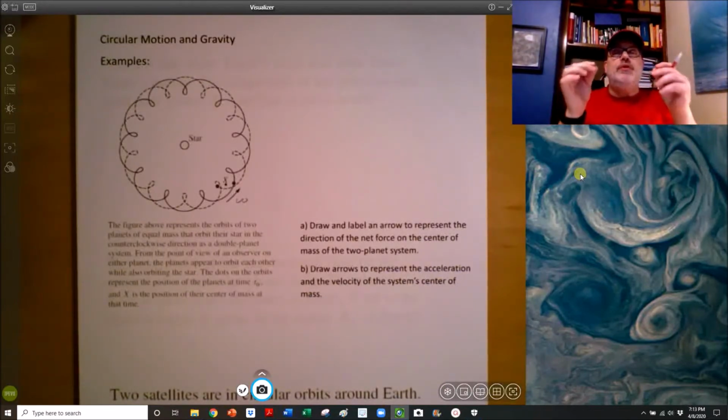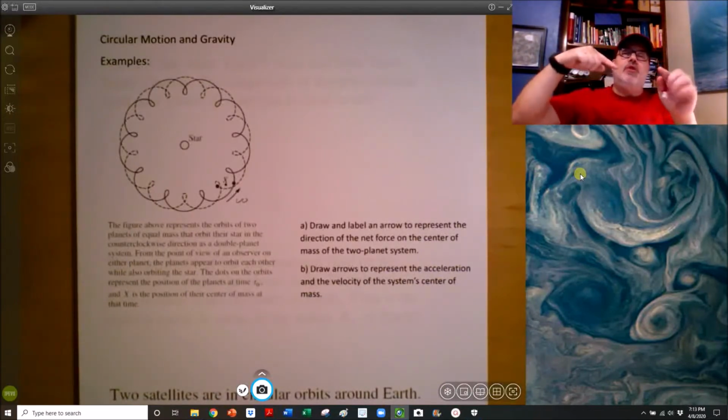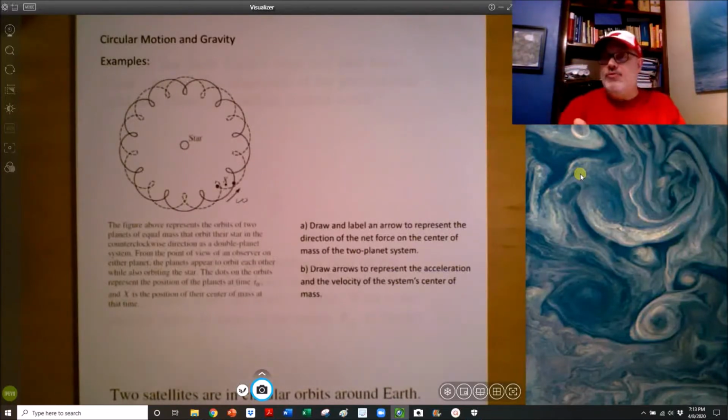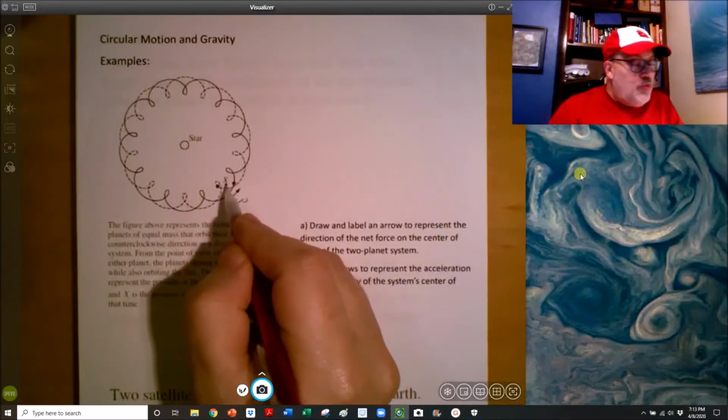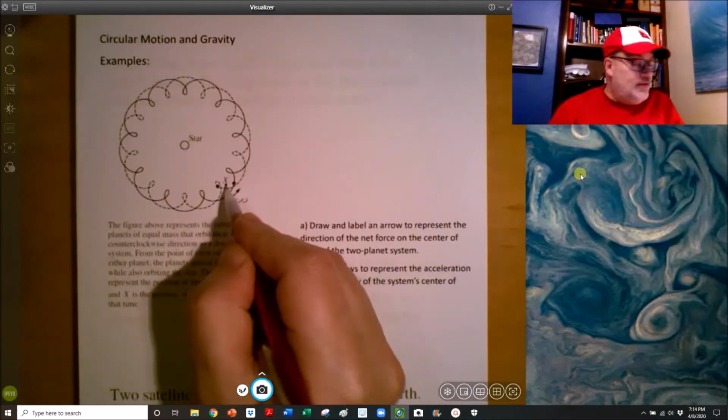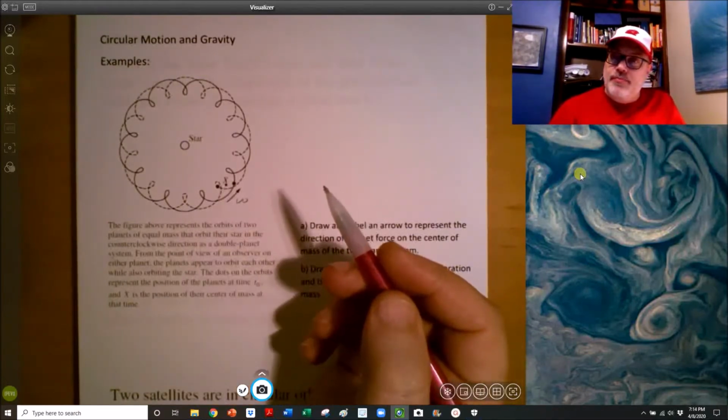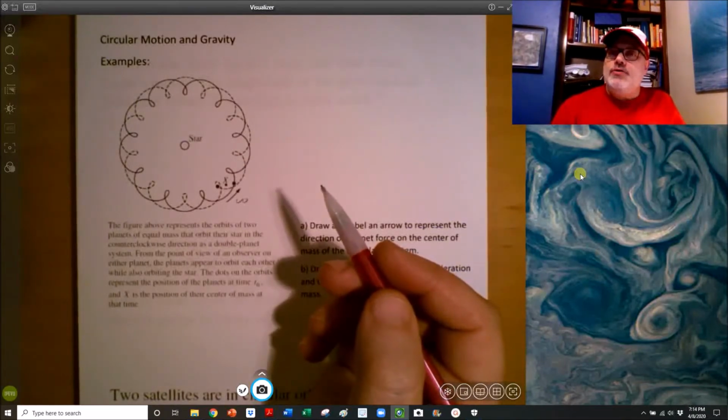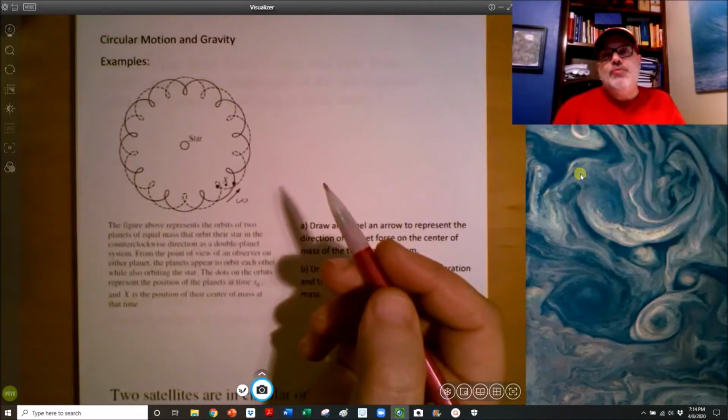If the two were the exact same mass, then we would orbit around each other around a center of mass point, and that's what's happening here. This X point is the center of mass of the system. Now here's the deal. This is a system that's orbiting, that's going around in a circle, so all of our rules for circular motion still apply.